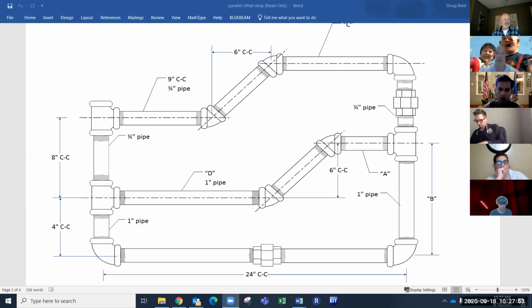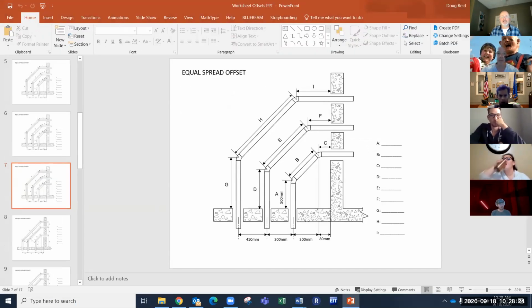So this is the kind of stuff that is now applicable to us as we move forward into offsets. Okay, so offsets tend to start to get a little more difficult, a little more involved. Let's see if I got something here. And it's going to get to the point where it's going to look like this. Can you see that equal spread offset on your sheet? Okay, we're going to be doing stuff like this.